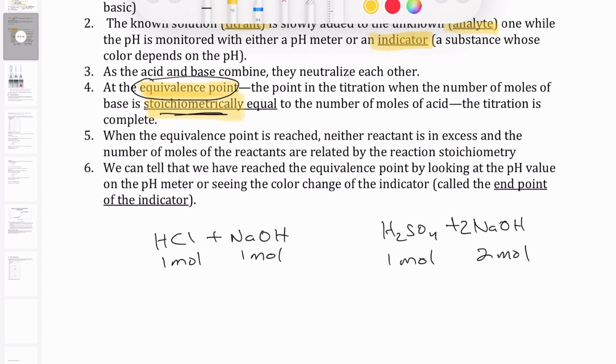And the last point I want to mention is a term called the endpoint. And this refers to the point when the indicator changes color. So the endpoint and the equivalence point are not the same thing, although we try to pick an indicator whose endpoint is as close as possible to the equivalence point so that it tells us that we've reached the end of our titration. But just keep in mind that those 2 points are different things. They're for 2 different events.